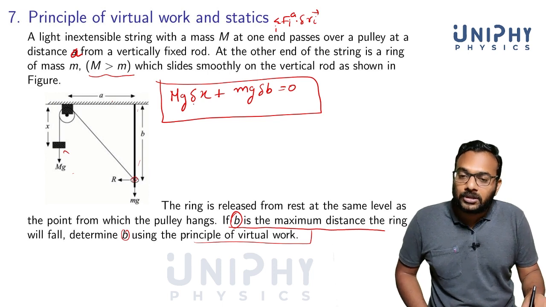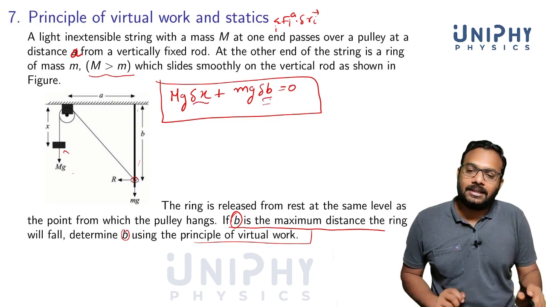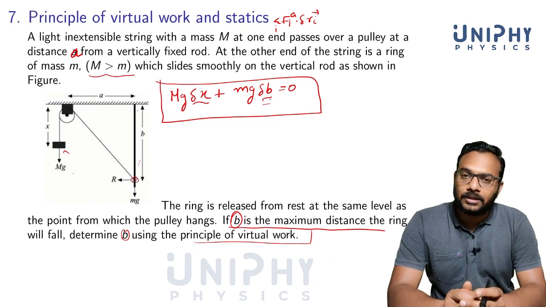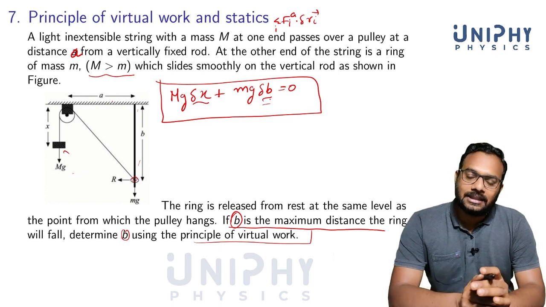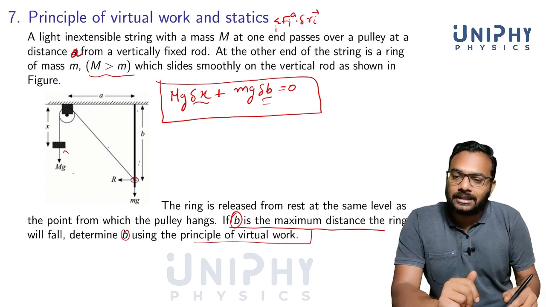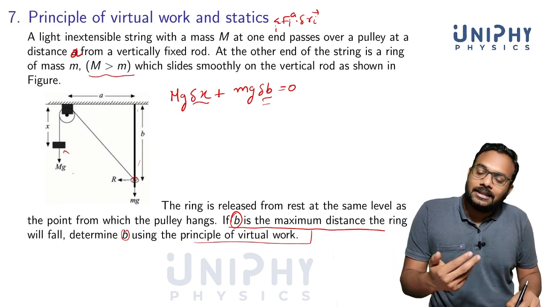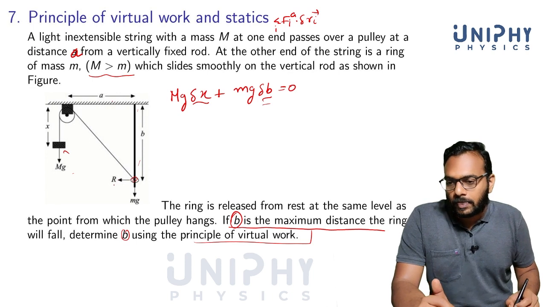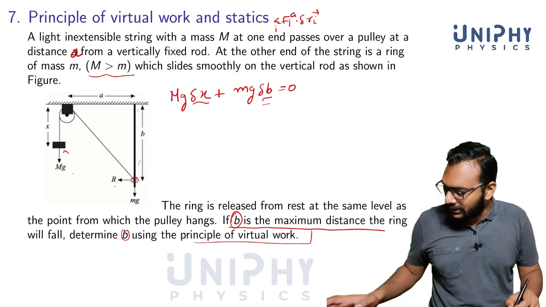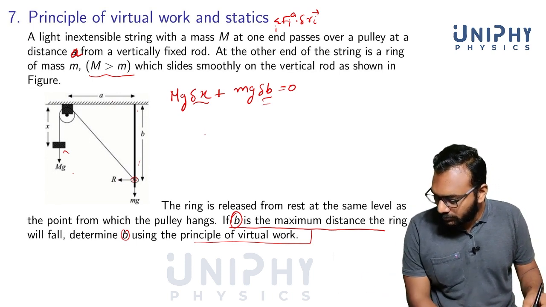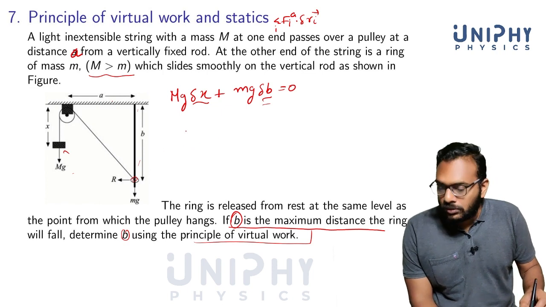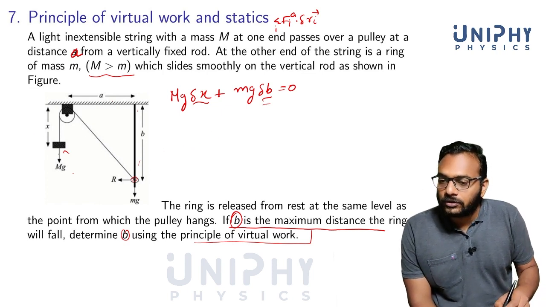The important point is that now they are not independent. Delta x and delta b are not independent; only one of them is sufficient. How are they connected? What's the constraint that connects them? The constraint is that this is an inextensible string, which means the total length of the string is a constant.